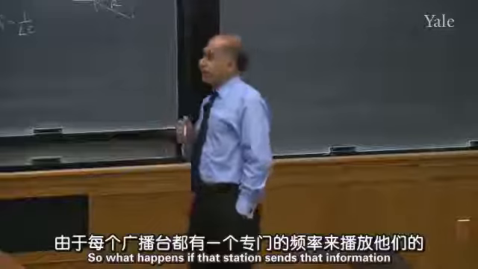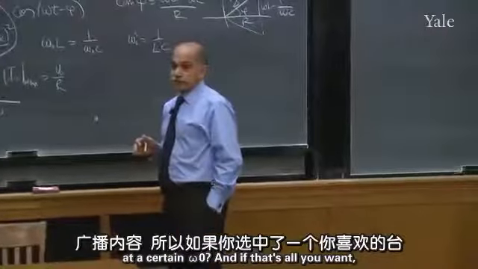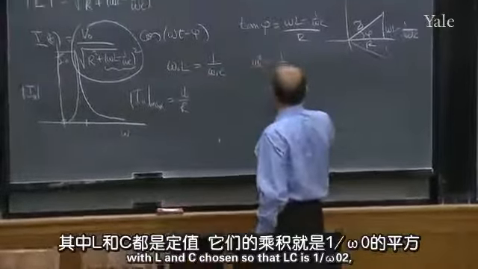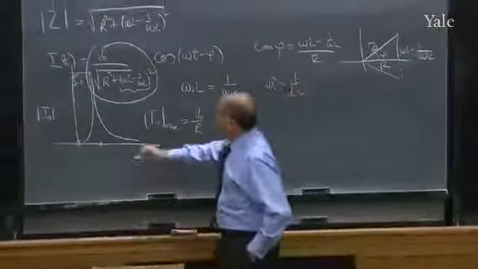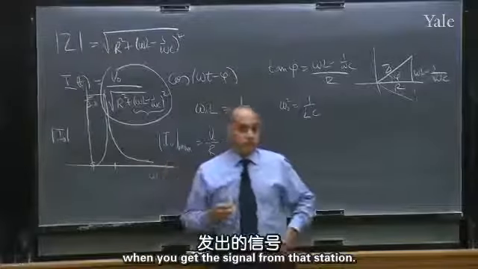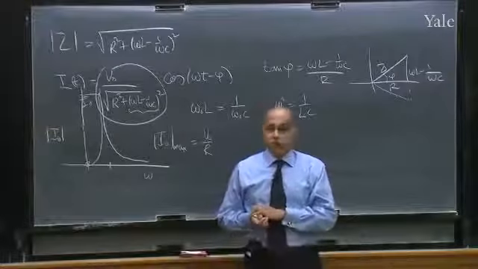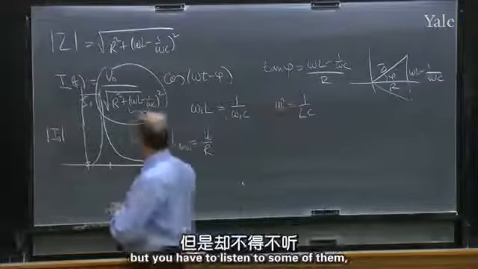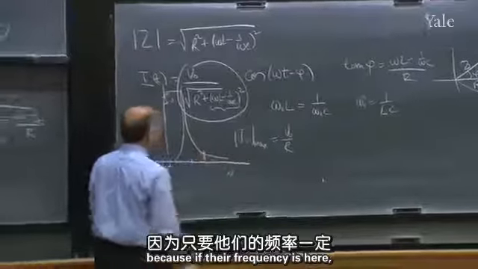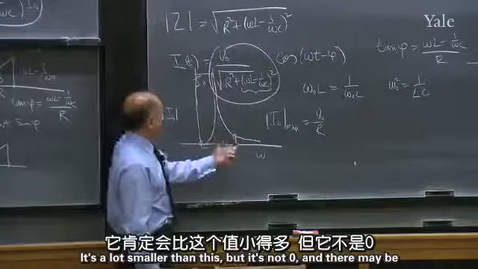So what happens is that station sends that information at a certain omega naught. And if that's all you want, you go to the store and buy an LCR circuit with L and C chosen so that LC is 1 over omega naught squared, then you will get a huge response when you get the signal from that station. Now there's another station with a different frequency. You don't want to listen to them, but you have to listen to some of them, because if their frequency is here, your response to that station is not 0. It's a lot smaller than this, but it's not 0.